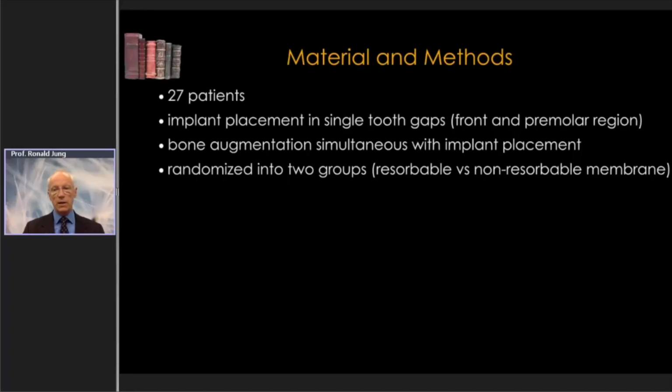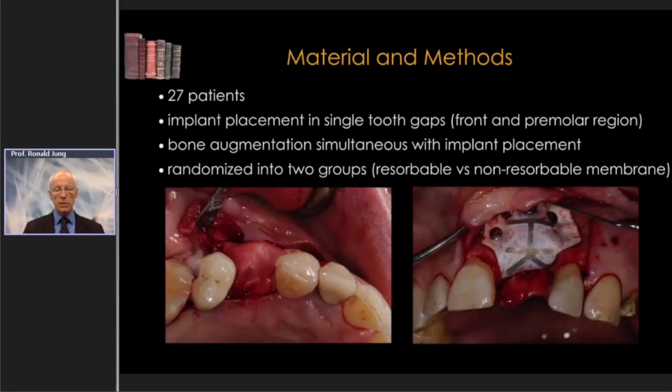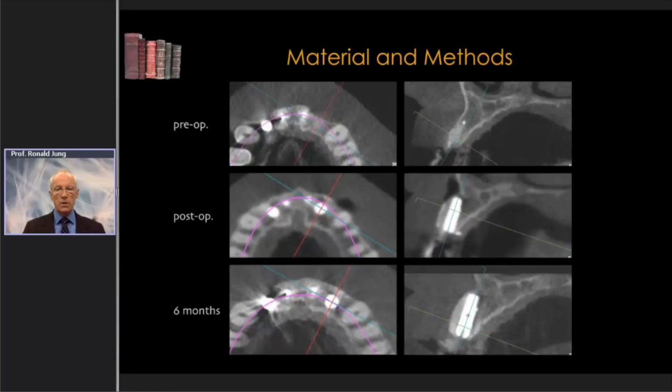Here's an example from the resorbable and the non-resorbable membranes. Typical titanium reinforced EPTFE, and the collagen membrane. We'll just look at some of the parameters regarding material and methods. There was a CBCT taken before implant placement and augmentation. There was one taken immediately after the procedure. There was another one taken 6 months later to assess the outcome.